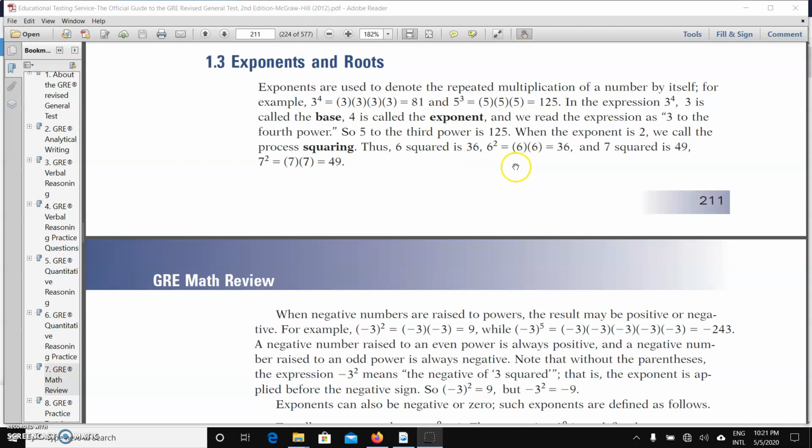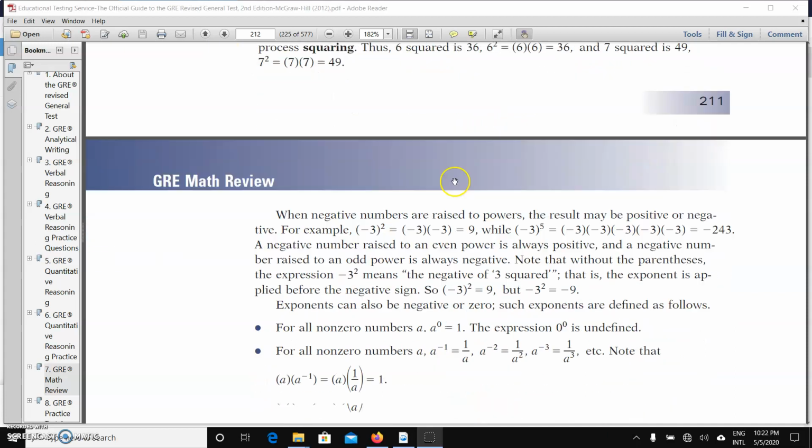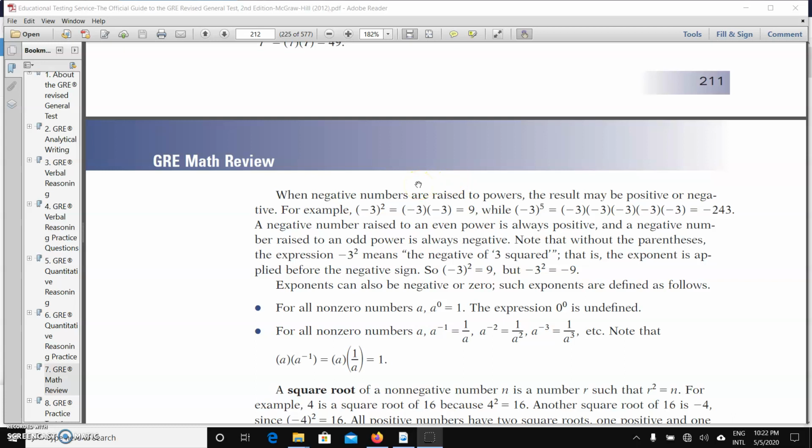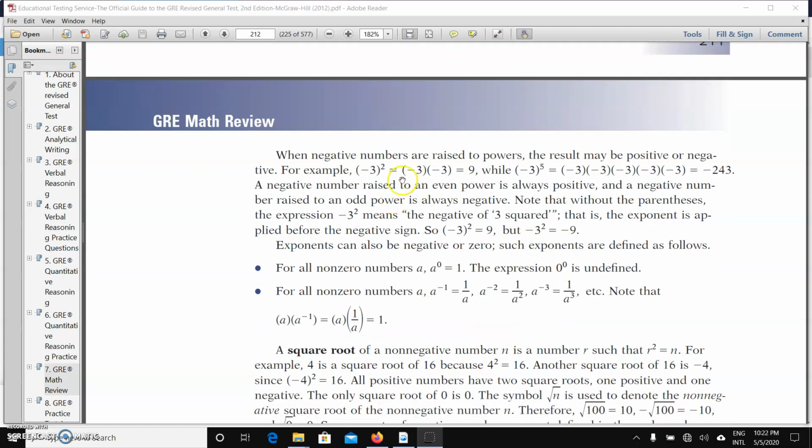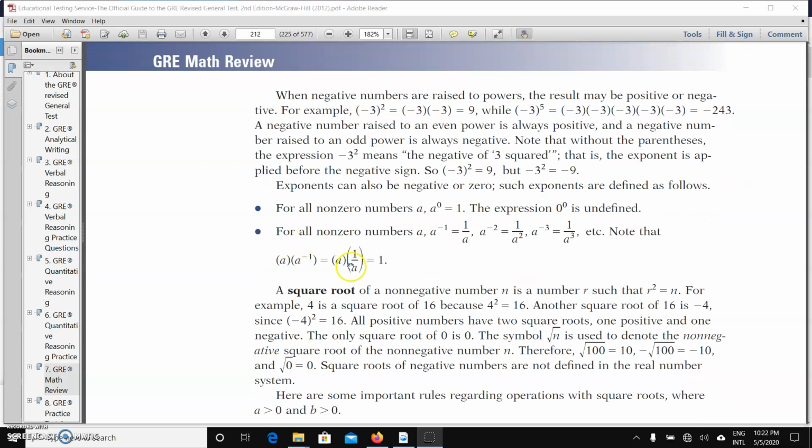So I don't want to spend much on that. You are supposed to read this book and digest it yourself, but I'm going to make some little explanation. Now, negative value: when you square a negative value, it gives you a positive value. So minus 3 raised to power 2 must give you a positive value, 9. These are things you know, so I don't want to go deep into it. If the exponent is an even number, it's going to give you a positive value, but if it's an odd number like 5, it's going to give you a negative value. So I believe you know that.